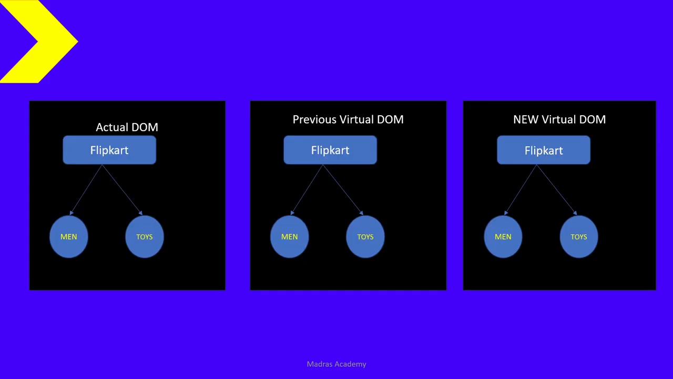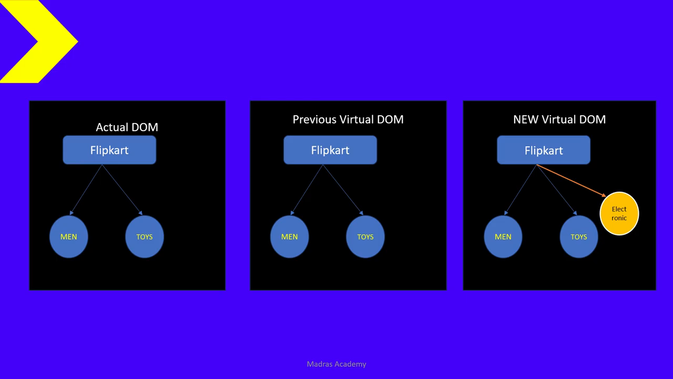Here I have a previous virtual DOM and a new virtual DOM, two images. See, I'm using the Flipkart website. Consider that I'm going to see the menswear and the toys. I'm going to visit that page now. Immediately that will display, right? So this previous virtual DOM is getting its memory from the menswear and the toys, and in the new virtual DOM, I'm going to search one more page for the electronic items.